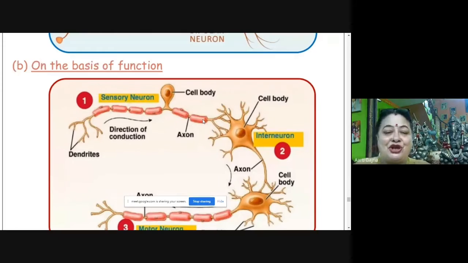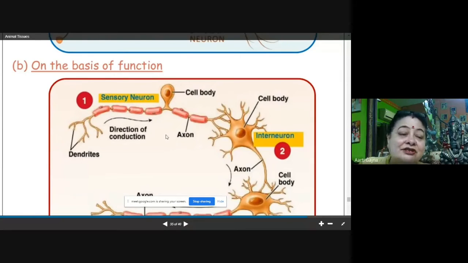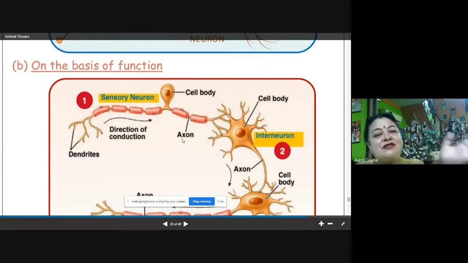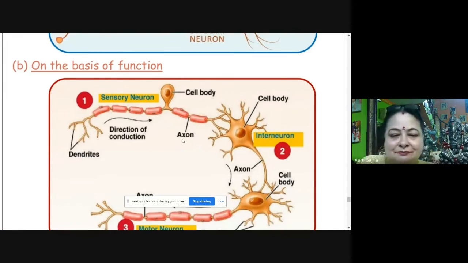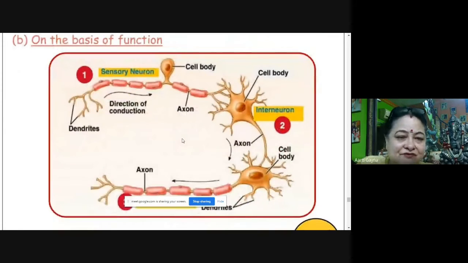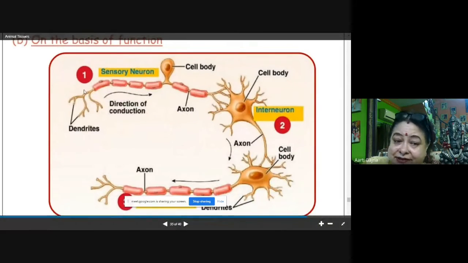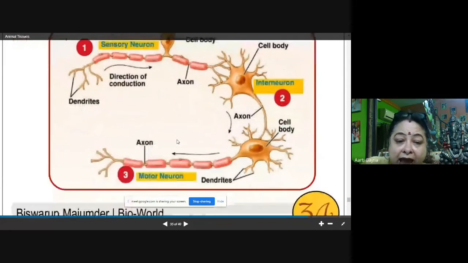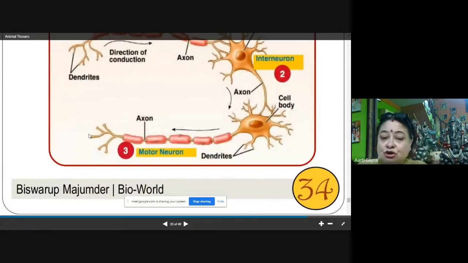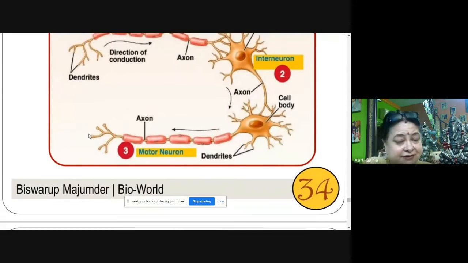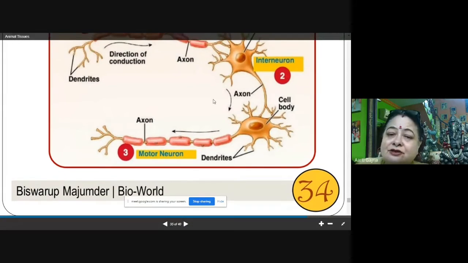And these two also are not absolutely connected. There is some gap, and that gap is called synapse, where the neurotransmitters, the chemicals, are there, which are helping in the conduction of nerve impulse. So on the basis of their function, the neurons can be divided. Sensory means the one which is sensing, and motor means the one which is, like motor is the muscle, the one which is receiving the sensation. So sensory neuron, motor neuron, and the interconnecting neurons are interneurons.